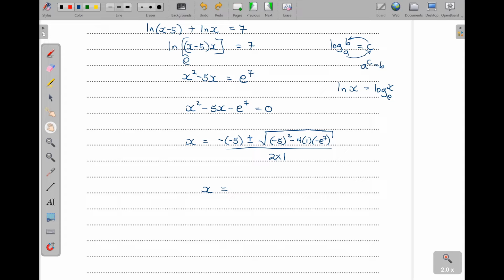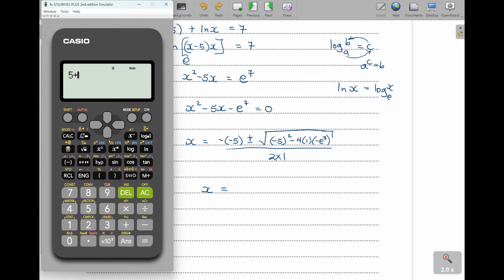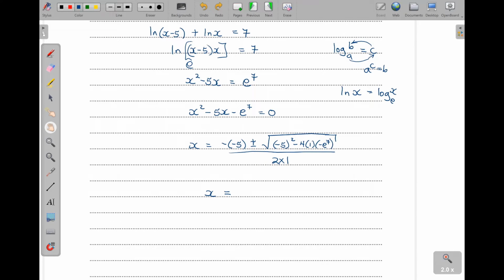So putting this in the calculator, what do we get? We shall have 5 plus the square root of, inside here, 25 plus 4 times e to the power of 7, because negative times a negative will be a positive. Then divide by 2. And then we get our answer as 35.7 and the rest of those figures. But they said we give our answer to 2 decimal places, so it will be 35.71. As simple as that.